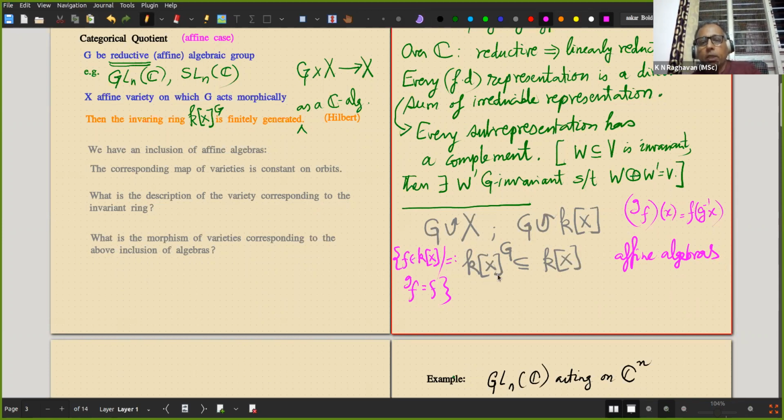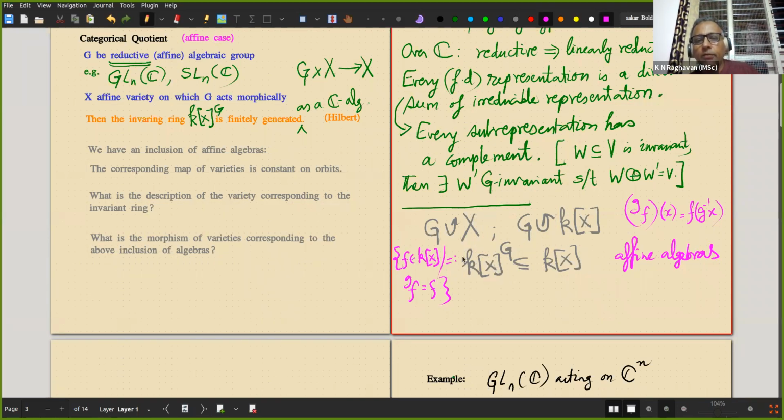So we have here an inclusion of affine algebras. The key point here is this need not be finite. If I take some arbitrary group and arbitrary X here, this need not be finitely generated. So all these assumptions, that this is an affine variety, that G is reductive, and therefore linearly reductive since I'm over C, assure me that this is a finitely generated algebra. And then I can start. That's where our whole thing starts today.